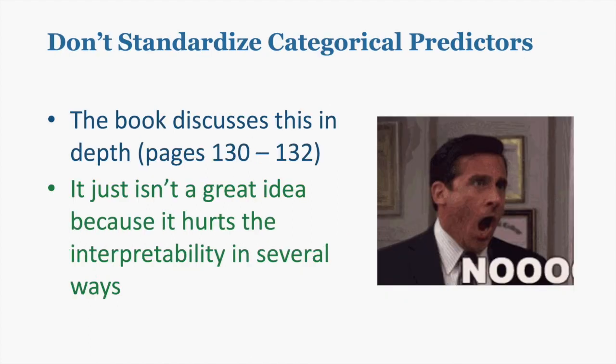Another thing, do not standardize categorical predictors. So a categorical predictor already has an interpretable meaning. It's a comparison between groups. When you standardize that, it totally changes that from comparing two groups to something that's much, much harder to define.